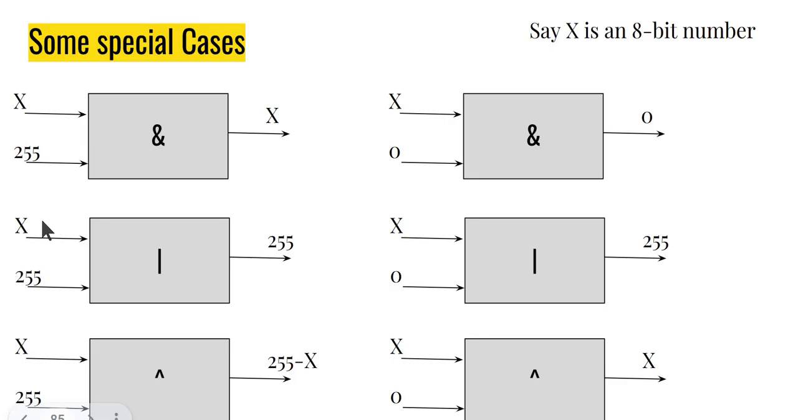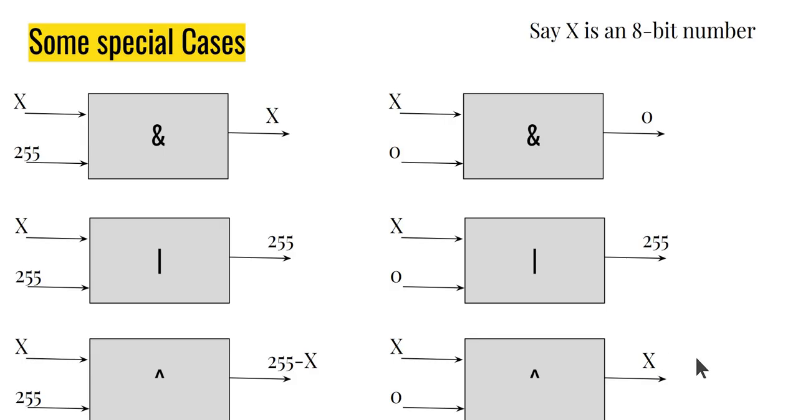For OR, if I do an OR with 255, I will get a 255 at the end. If I do an OR with a 0, the number will remain unchanged. If I do an XOR with 255, the value of this number would be 255 minus X. This is somewhat surprising, but we will see why this works out. And if I do an XOR of any number with a 0, the value will be X.